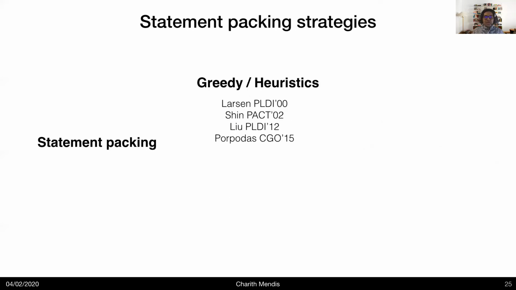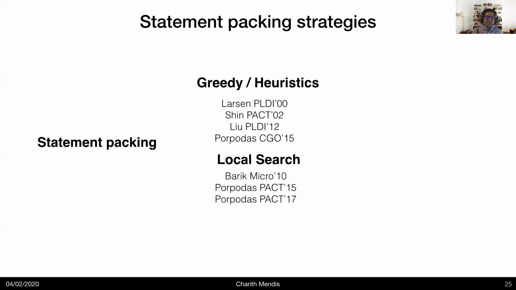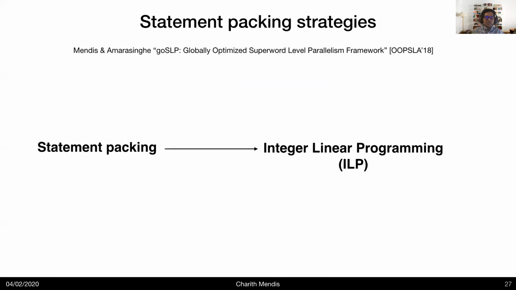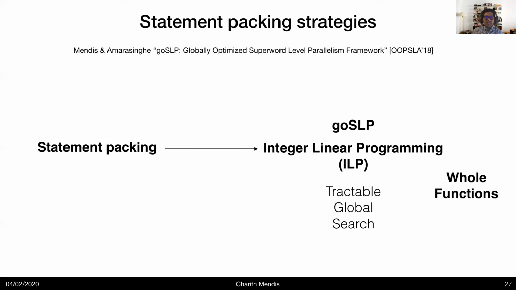So researchers have been suggesting greedy algorithms or heuristic-driven algorithms mainly to solve this problem. And there have been attempts at doing local searches on a limited instruction window of statements. Okay, now I'm going to show you how to perform SLP-based vectorization optimally with the aid of a solver. More specifically, we reduce the statement packing problem into an integer linear programming problem, which is solved for whole functions at a time, arriving at a globally optimal result.